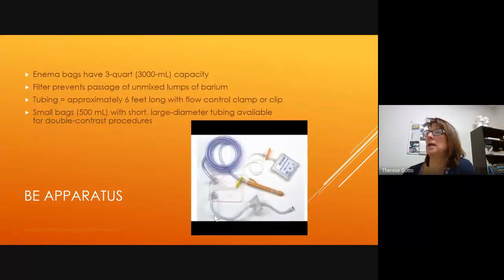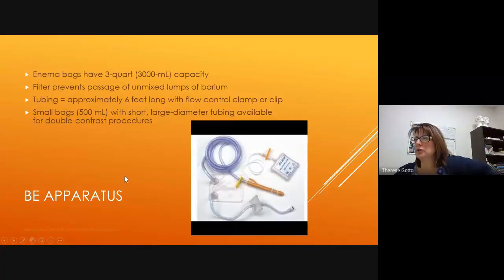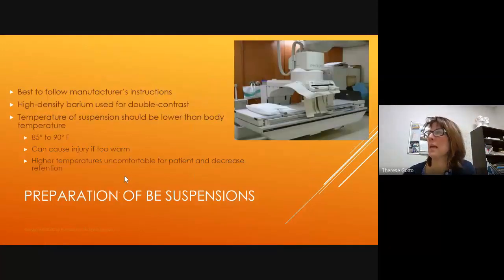Enema bags have a 3-quart capacity. They're all different, but this one, for instance, has 3,000 ml capacity. The filter is going to prevent passage of any unmixed lumps of barium, so if you're mixing it yourself, this would be a good bag to have. The tubing is approximately 6 feet long, which is a good thing to have as well. The small bag with the short, large diameter tubing is available for double contrast. This just shows the fluoro setup.